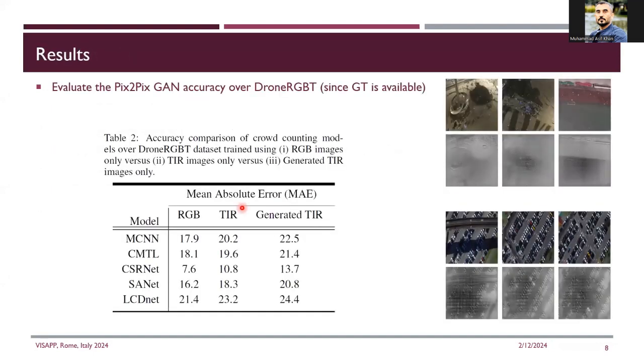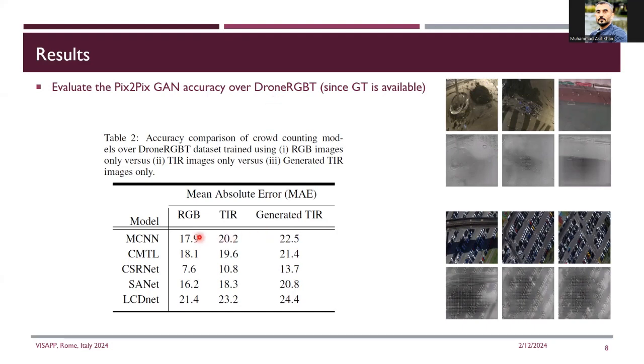The slide shows the results for the Pix2Pix GAN. So we first trained a Pix2Pix GAN model with paired images, and we only had 1 dataset available with paired images of RGB and thermal images, and this dataset is the drone RGBT dataset. So we trained the Pix2Pix GAN on the drone RGBT dataset to generate thermal images. And here are the results.